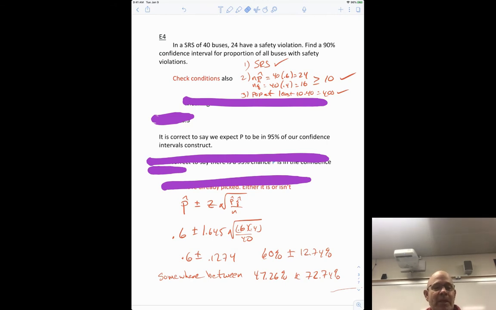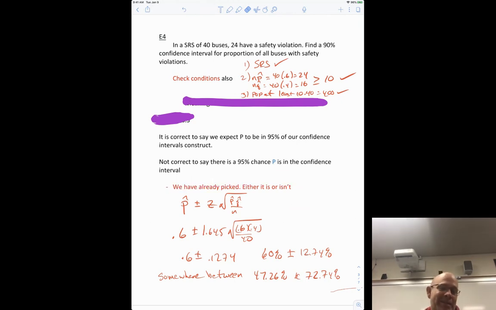So it's not correct to say there's a 95% chance. A lot of people think the percent refers to probability. It's not true. We've already picked this sample, so either the proportion is in there or it isn't. There's not a percent. What that 95% means is that if I were to construct all the confidence intervals, the proportion would be in 95% of them. We're going to do another problem and talk about interpretation from there.